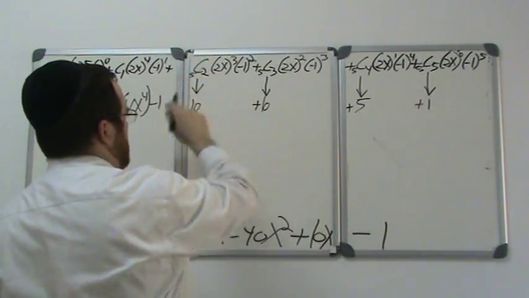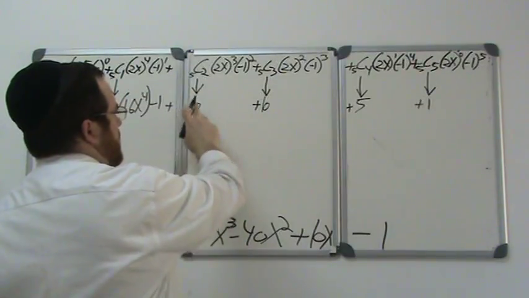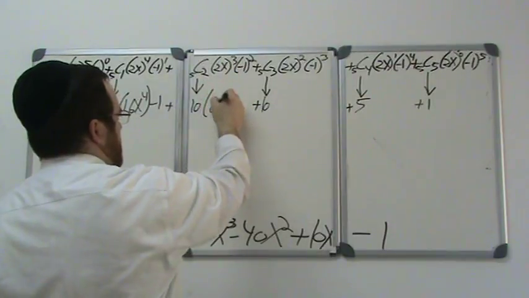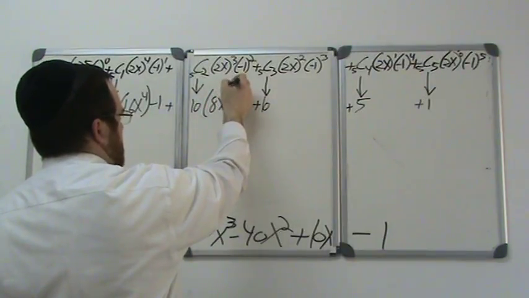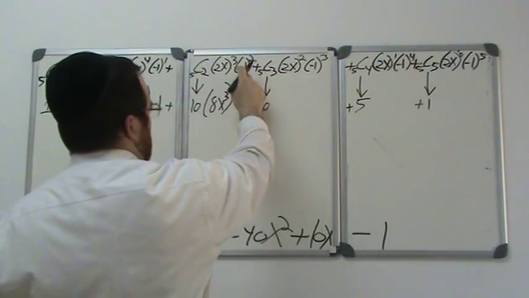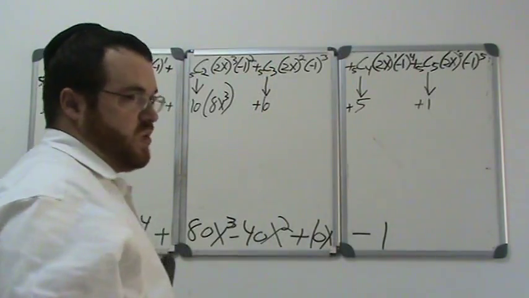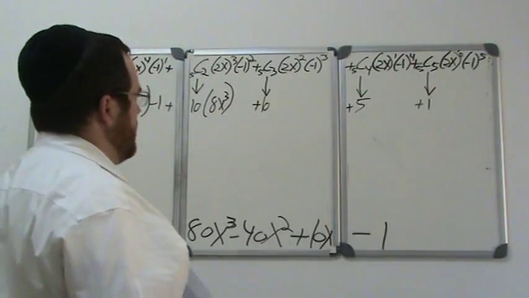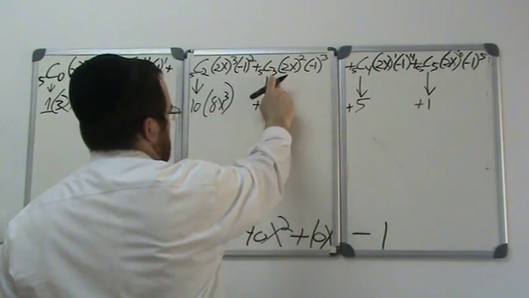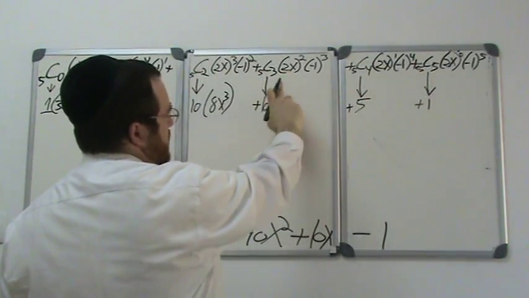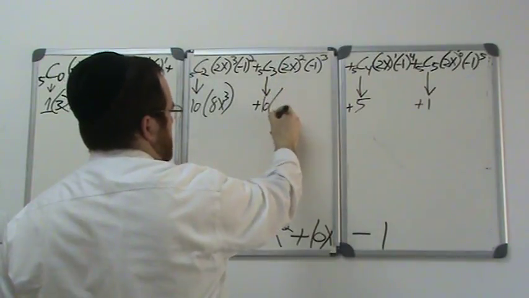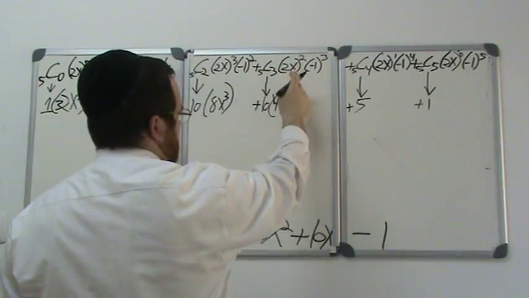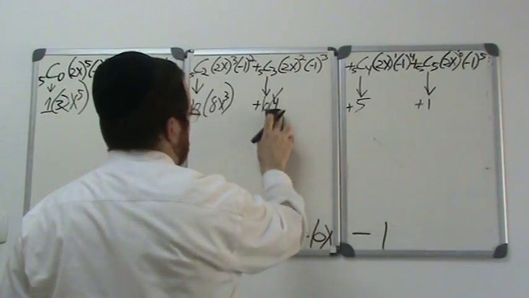And 5 combination 2 is equal to 10. Times 2 to the third power is 8. And x to the third power is x to the third power. Times negative 1 squared is just 1, so you don't have to do that because anything times 1 is itself. Plus 5 combination 3 is equal to 10. Times 2 to the second power is 4. And x to the second power is x to the second power.